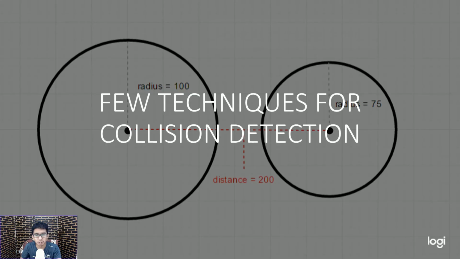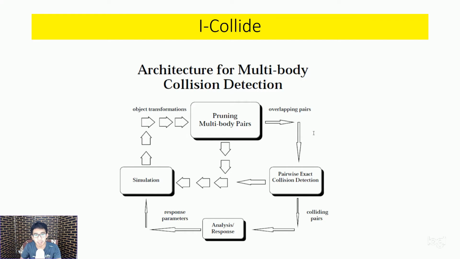So there are a few techniques for collision detection, and there are a lot of them. This is just for your knowledge. For example, we have I-COLLIDE, especially for multi-body collision detection. You can see there's some methodology here, showing the multi-body pairs, then checking for overlapping pairs, then a pairwise exact collision detection module, checking again for the colliding pairs, analyzing and responding, and then simulating.